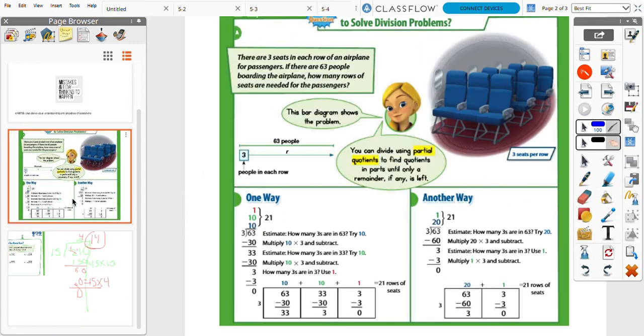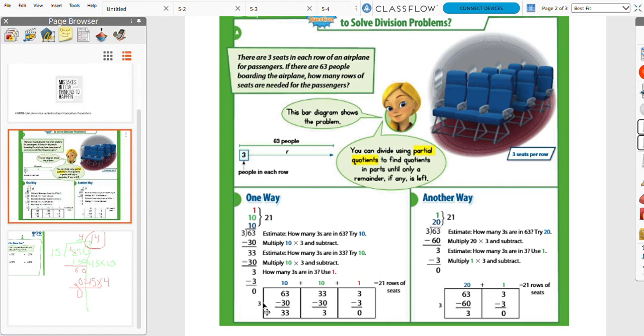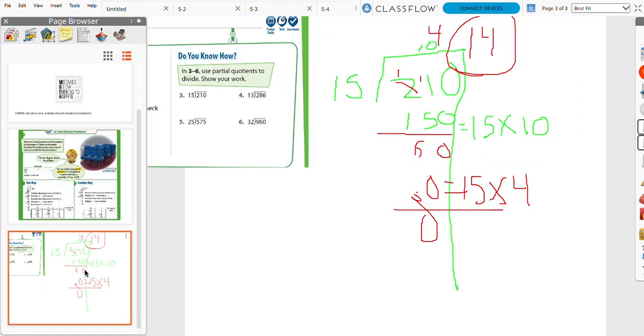So feel free to use that or the area method that was shown here in your book. And good luck. I can't wait to see what you come up with.